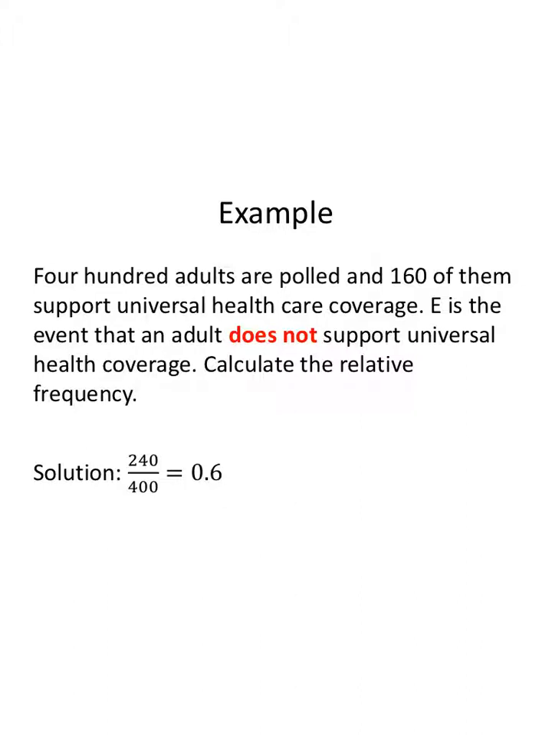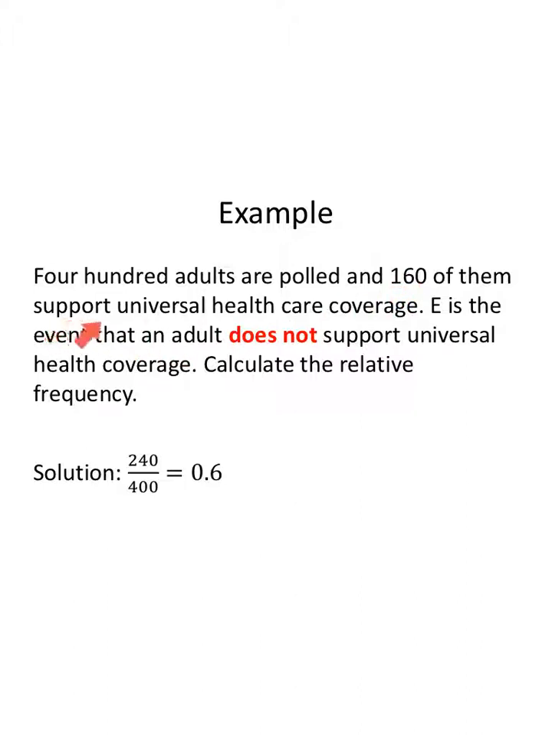Now, let's look at some examples. 400 adults are polled. 160 of them support universal health care coverage. E is the event that an adult does not support universal health coverage. Calculate the relative frequency. It's pretty easy just to say, oh, that's 160 over 400. All right, 160 over 400, but we have to read all the words.